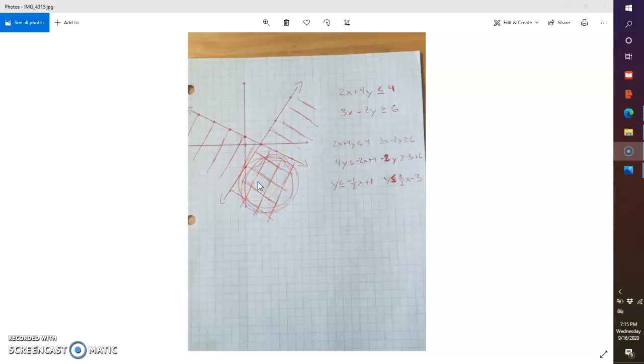If you really want to check, over-exaggerate a point in that double shaded area, like (0, negative 10). 2 times 0 plus 4 times negative 10 is negative 40. That's less than 4. 3 times 0 minus 2 times negative 10 is positive 20, and that's greater than 6. So we're correct.